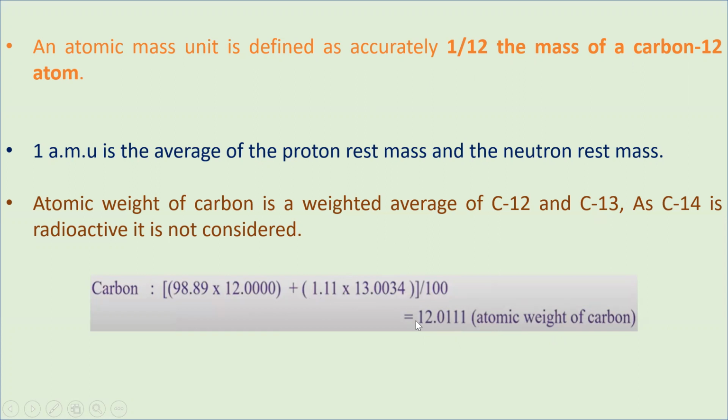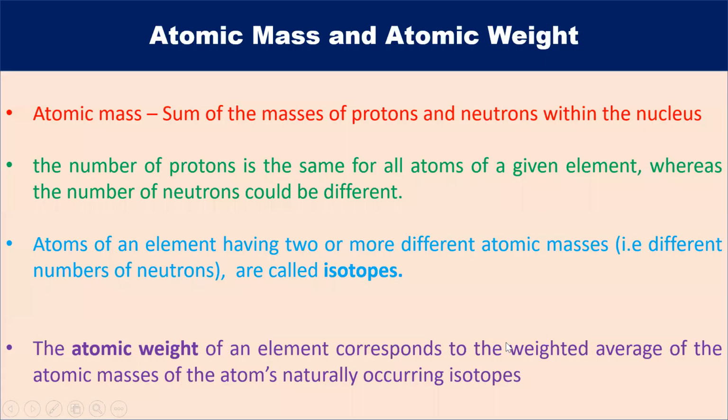This is in AMU. So here, if you see, atomic masses are defined for C12 and C13. For C12, the atomic mass is 12, and for C13, the atomic mass is 13. And when we take the weighted average of these two isotopes, we get the atomic weight of carbon. So that's how we define the difference between atomic mass and atomic weight.